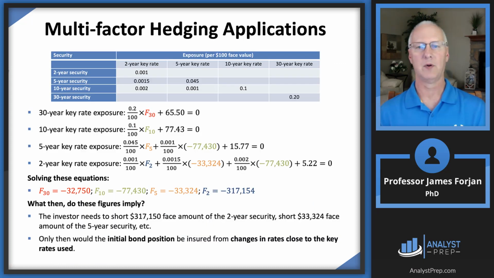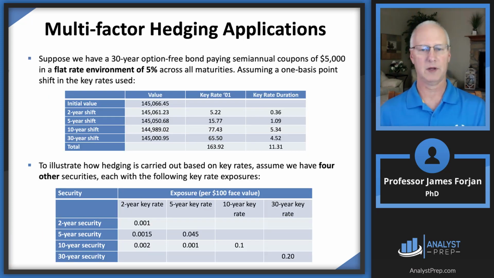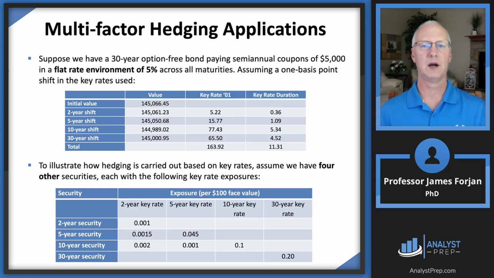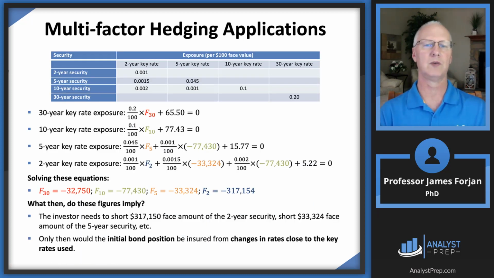And that table is replicated right up at the top there. All right, so the table we have right there at the bottom is the table up at the top. All right, so here's the question. We have this, what did we have back here? 30-year option-free bond. So why don't we do this? Why don't we hedge by finding the face value of the 2 and the 5 and the 10 and the 30-year securities that is going to eliminate interest rate risk.